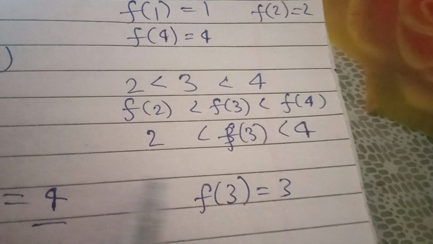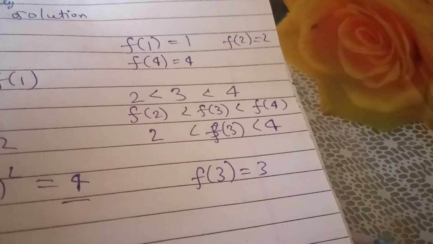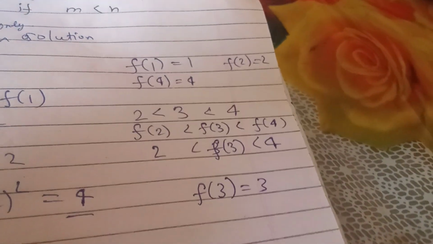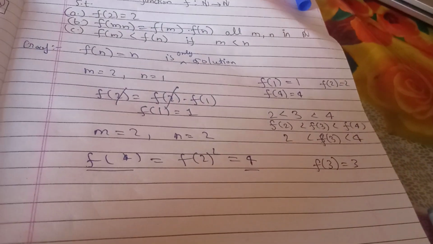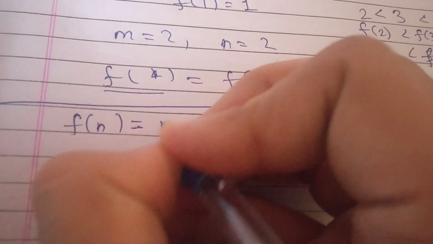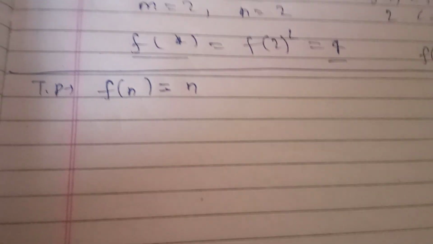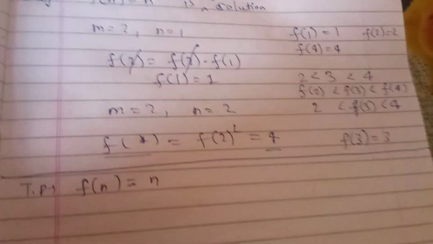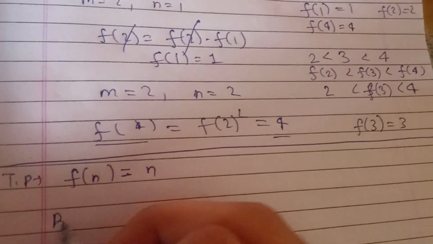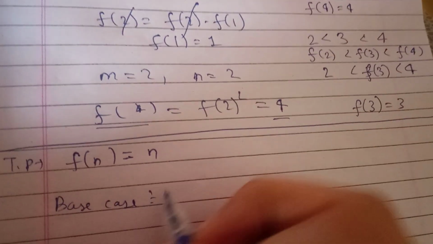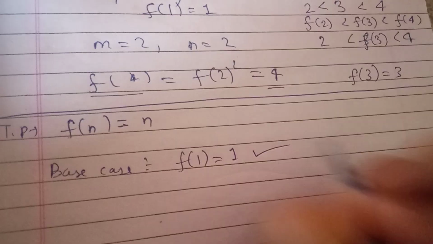We will use this idea, what we have done, in general to prove this. How? We will use induction. Induction is one of the most powerful tools when we are dealing with natural numbers. So we are going to prove f(n) equals n by induction. How? This is the base case, that is f(1) equals 1, which is always true.